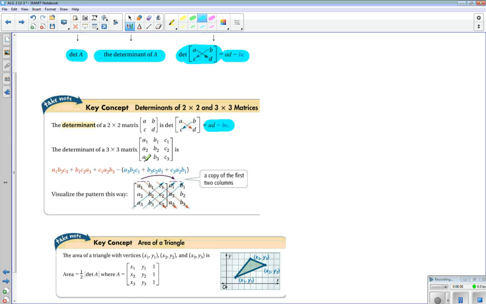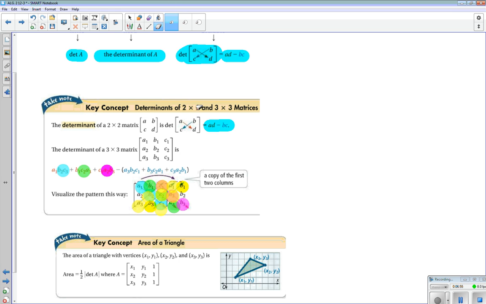The determinant of a 3 by 3 matrix is A1, B2, C3, plus B1, C2, A3, plus C1, A2, B3, minus A3, B2, C1, plus B3, C2, A1, plus C3, A2, B1.